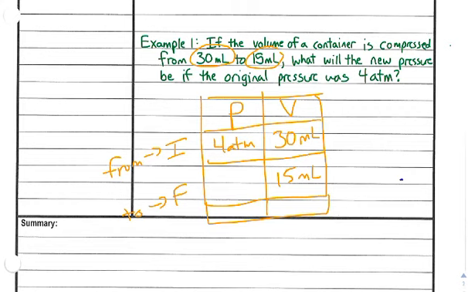All right, so I've got my initial and my final. What I'm going to do next is think about what's changing. So my volume, I can see my volume is going down.